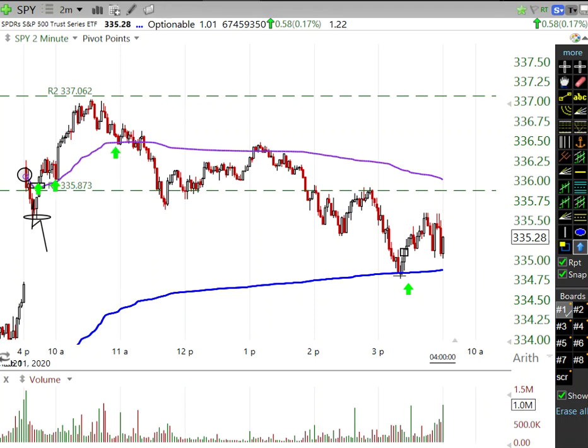I'll show you something a little bit more interesting, which is if we take a look at the volume weighted average price and do it from yesterday's close, you'll see that was the low in there this morning as well.